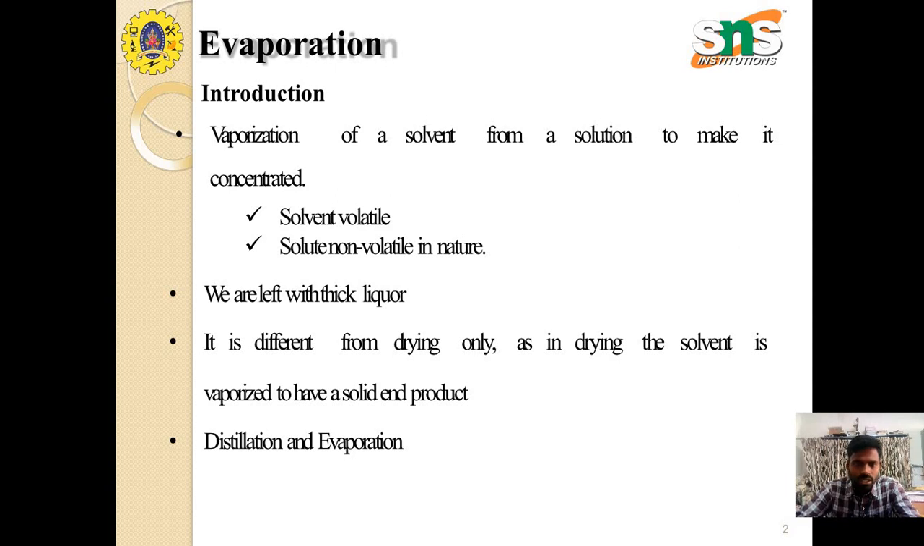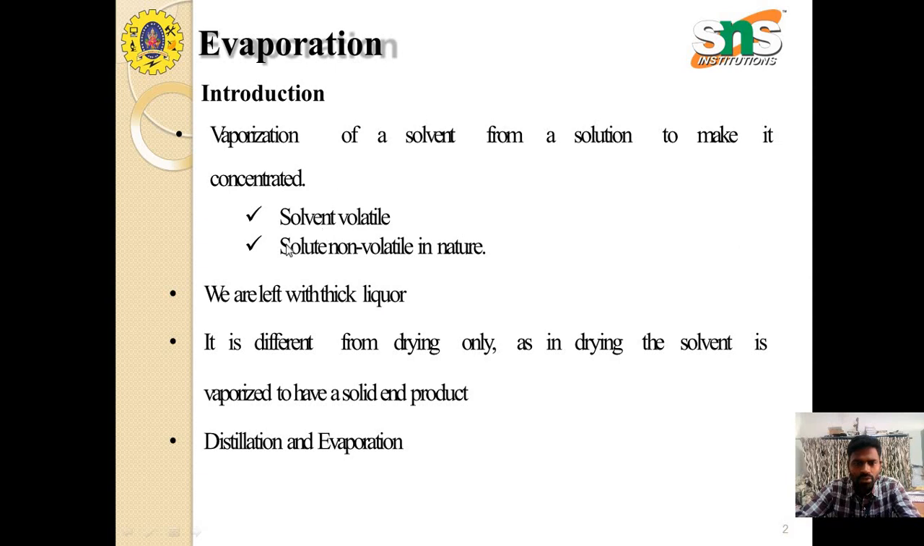Some other material is non-volatile. It means it is difficult to convert from one phase to another phase. So it is important that the solvent is volatile and the solid is non-volatile in nature. In this case, we can get the evaporation process more effectively and with higher efficiency. Then after the evaporation process, we have a thick liquid.